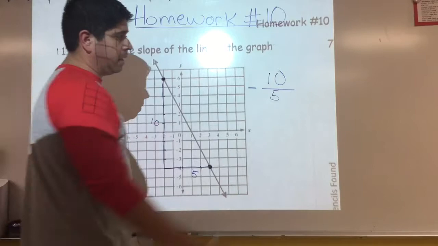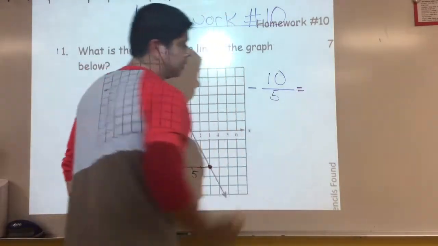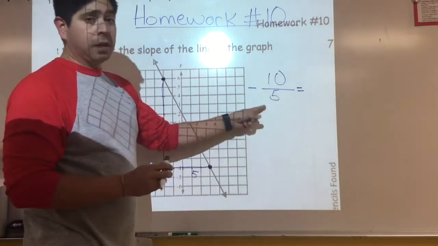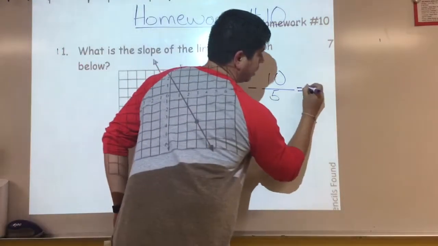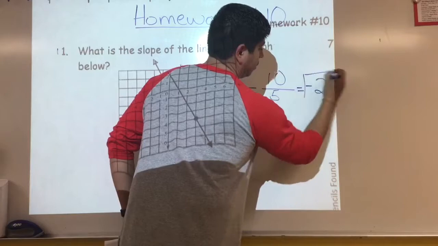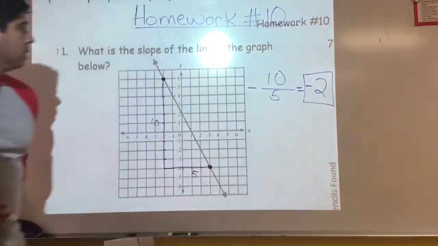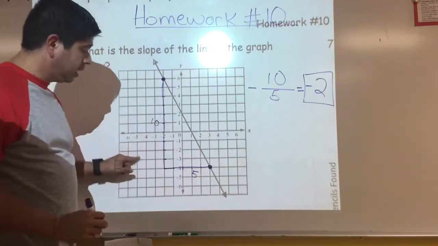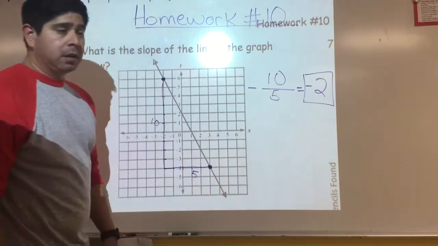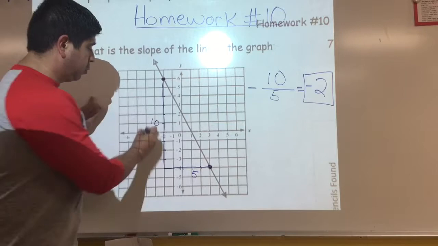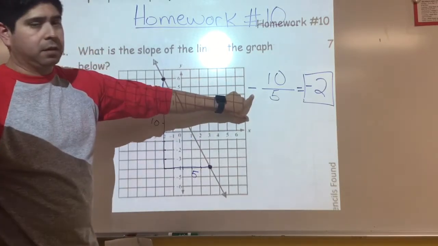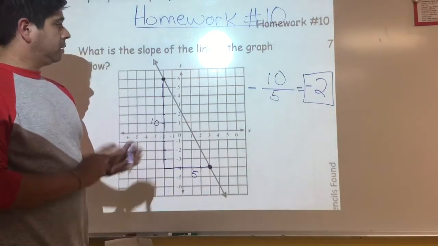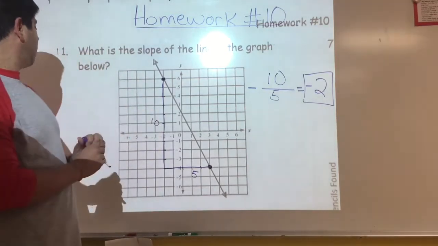All I have to do is simplify that. Negative 10 over 5 reduces. 10 divided by 5 is 2, so it's going to be negative 2 for number 1. My slope is negative 2. It goes down 10 and then to the right 5. If it goes down, it's a negative slope. That's why I have the negative there. Don't forget your negative in the answer here, you'll get it wrong. All right, so that's number 1, okay?